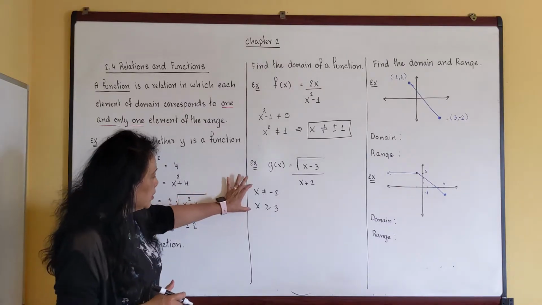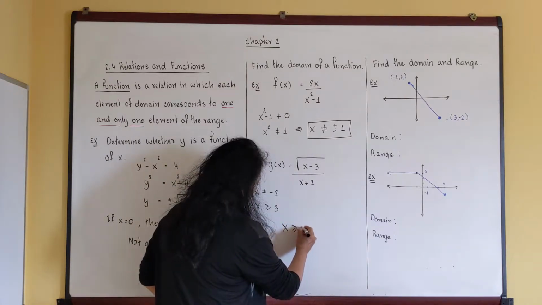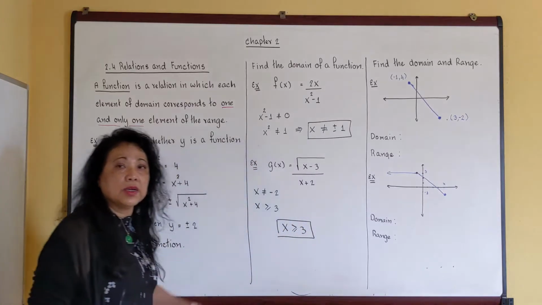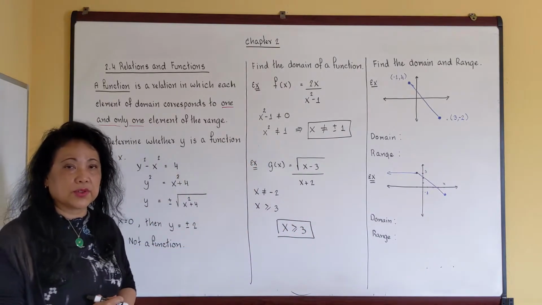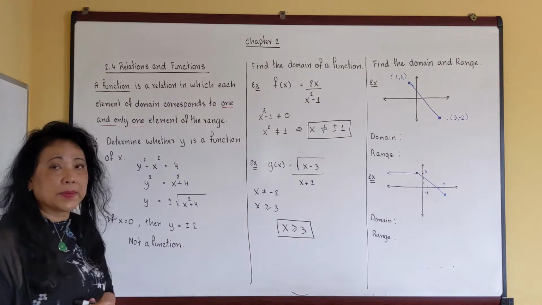So if you combine these two together, the answer would be x cannot be greater than 3. It has to be greater than 3, I'm sorry. x has to be greater than 3 to satisfy this function. So that's the domain. x has to be greater than 3.